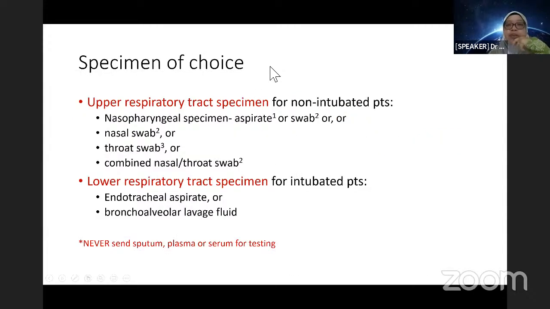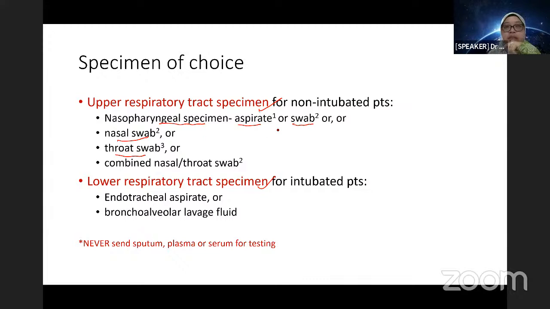Okay, the specimen of choice. You have the choice of giving us an upper respiratory tract specimen or a lower respiratory tract specimen. I think most of the time here we are using the upper respiratory tract specimen. So we have a nasopharyngeal specimen. The specimen can be given in the form of aspirate and in the form of nasopharyngeal swab. You can also provide a nasal swab or throat swab.